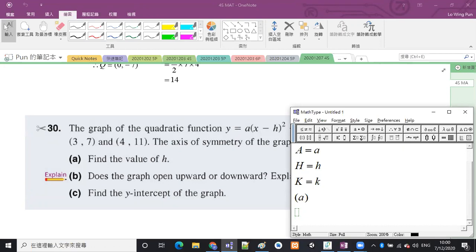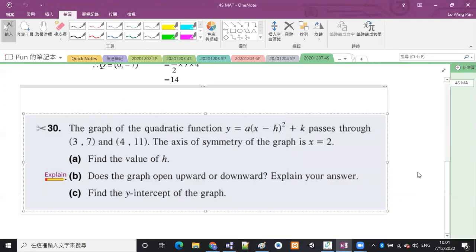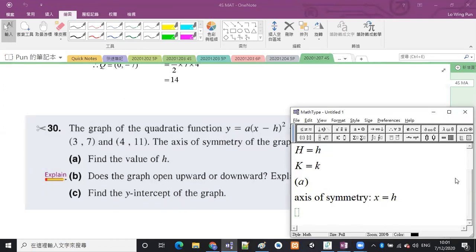Then now we have the h value. Formula h is small letter h. Therefore, we can say that our axis of symmetry is x equals h. But the question has told us that the axis of symmetry is x equals 2. Therefore, we can say that h should be equal to 2.